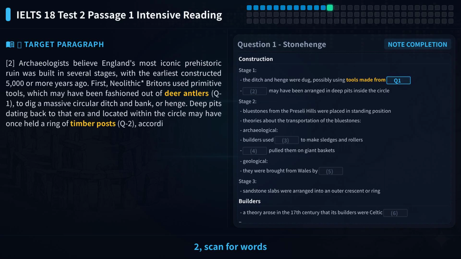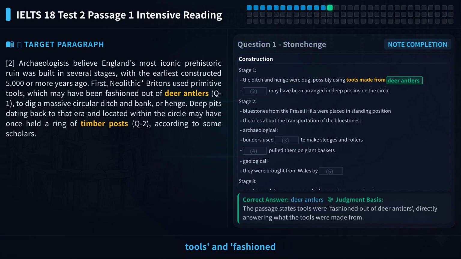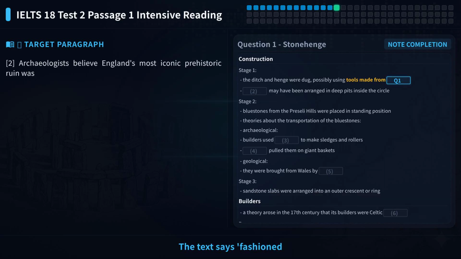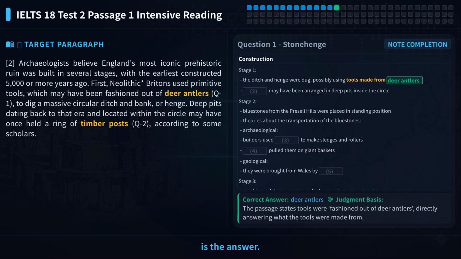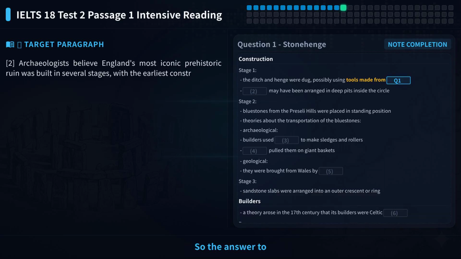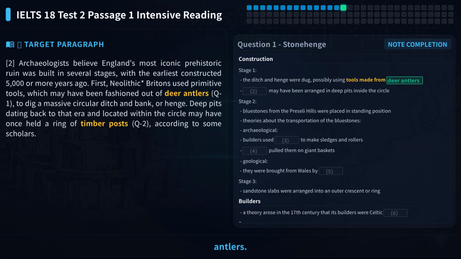Locate paragraph 2, scan for words near primitive tools and fashioned out of. The text says fashioned out of deer antlers. Deer antlers is the answer. This word is directly given in the original text, no replacement needed. So the answer to question 1 is deer antlers.